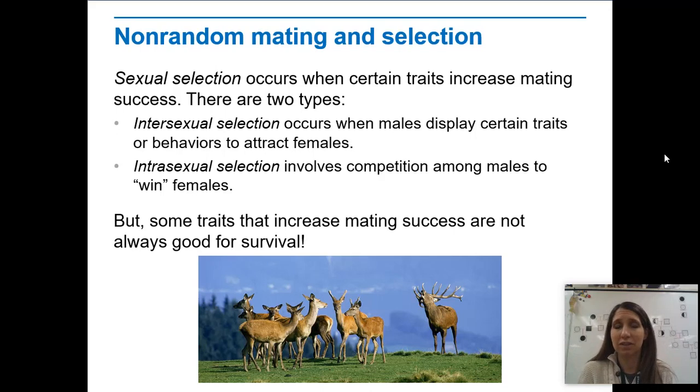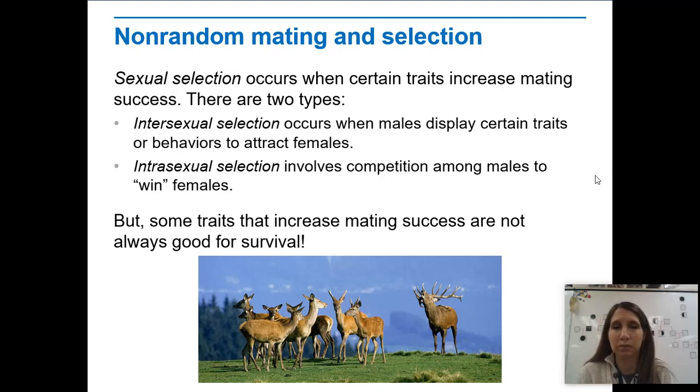Intrasexual selection, on the other hand, is where males actually physically fight with other males to get the attention of a female and win the mating rights to her. We can see this with lots of different species. You've got male deer here. Bighorn sheep do this. Moose will do this. They physically fight for the right to mate with several different females. Gorillas do this.